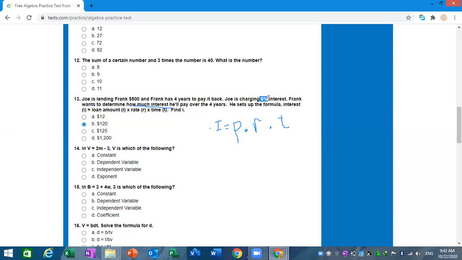And as I said, why we have to write this one in decimal, because he said rate, so we will change the percent into decimal form, and then we will multiply by time. Already he gave it to us in years. What else did we study in this chapter? If V equals M minus 3, V is which of the following? Tell me, V is what?